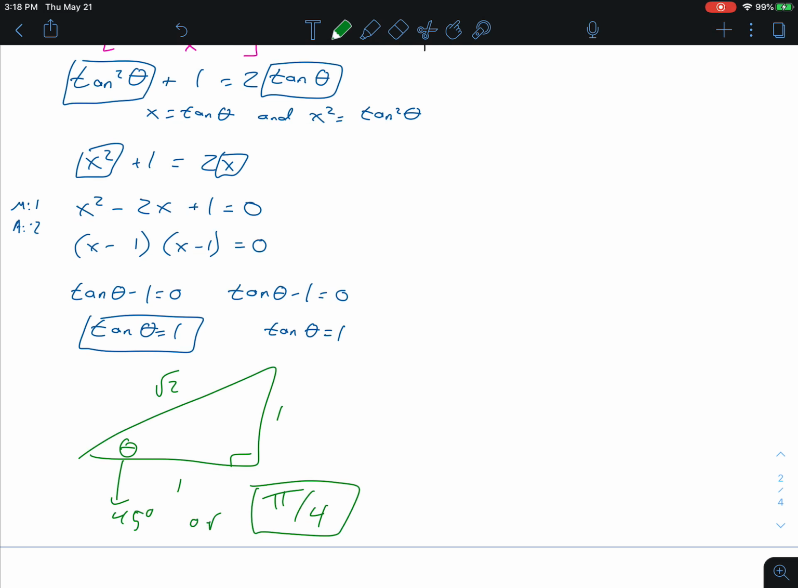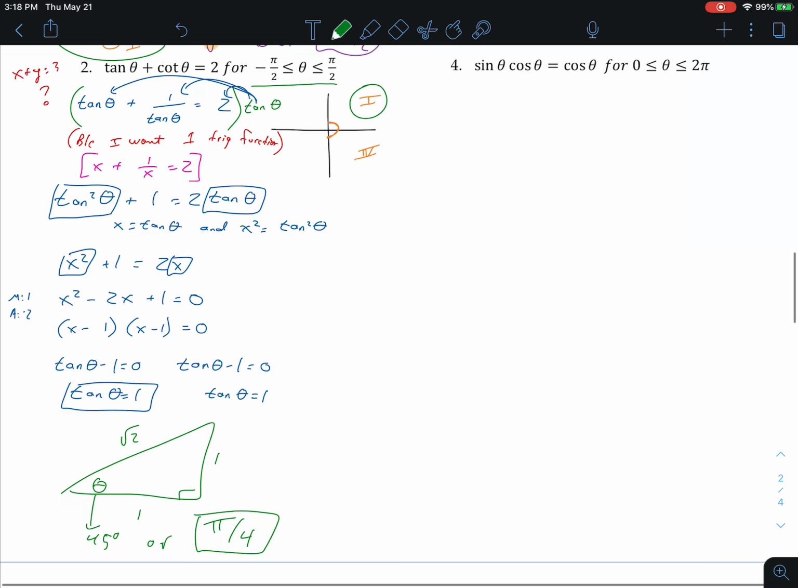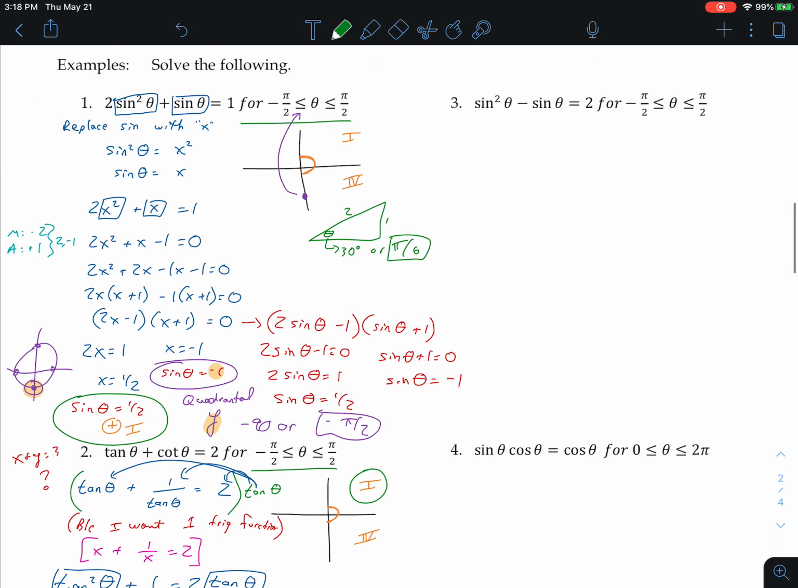I got it twice, but pi over 4 twice. It's like a double root. Okay, so there is our solution, pi over 4. So there's our second one. We're going to do 2 more, and then we'll give you some classwork.